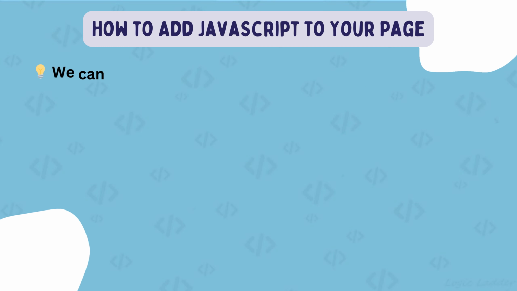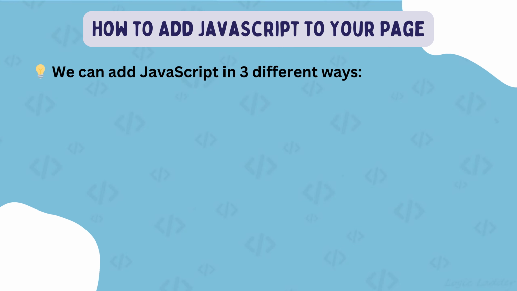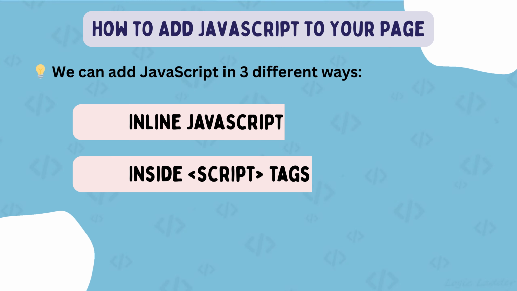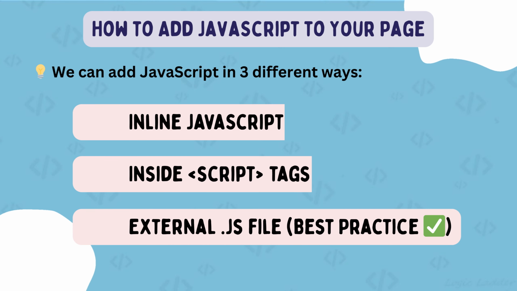Just like CSS, there are different ways to add JavaScript to a web page. You can write it directly inside an HTML element, place it in script tags, or put it in a separate JavaScript file and link it. Let's look at each one in detail.